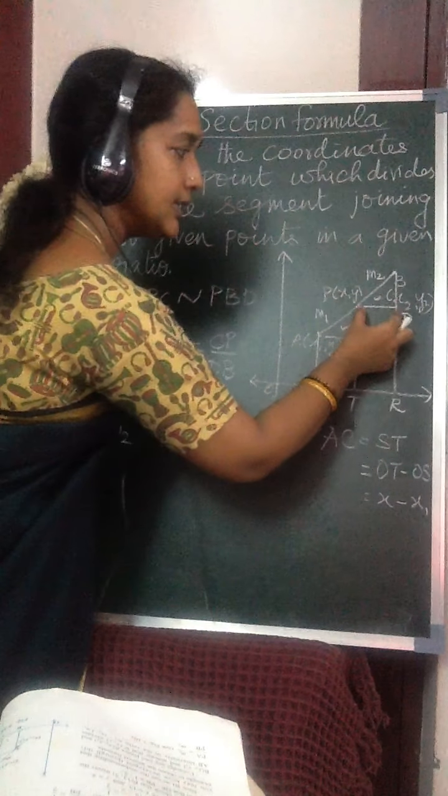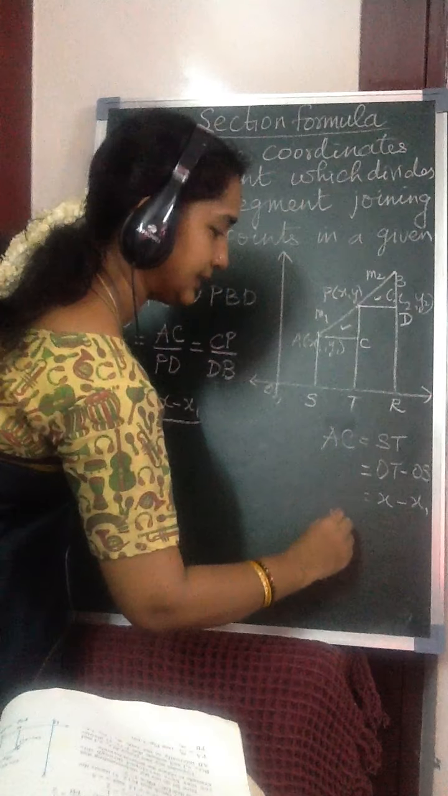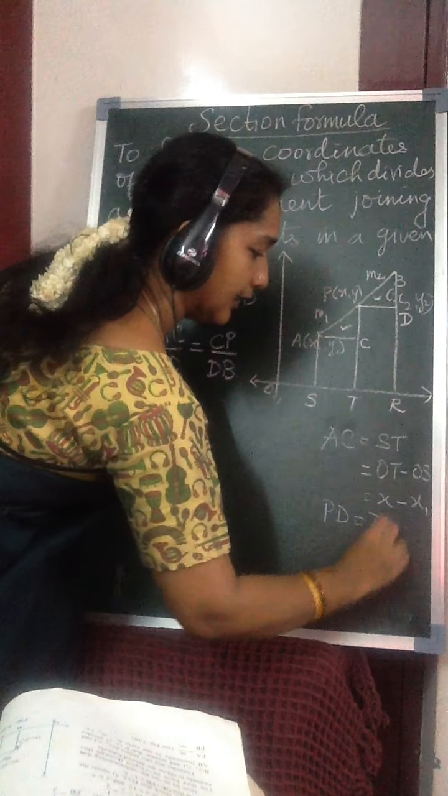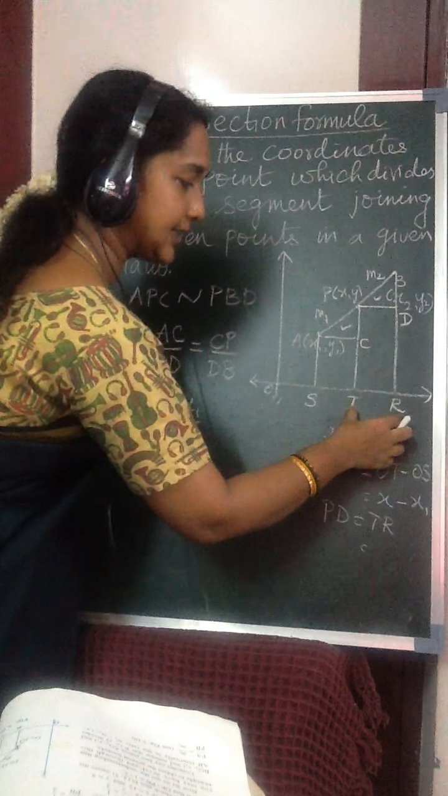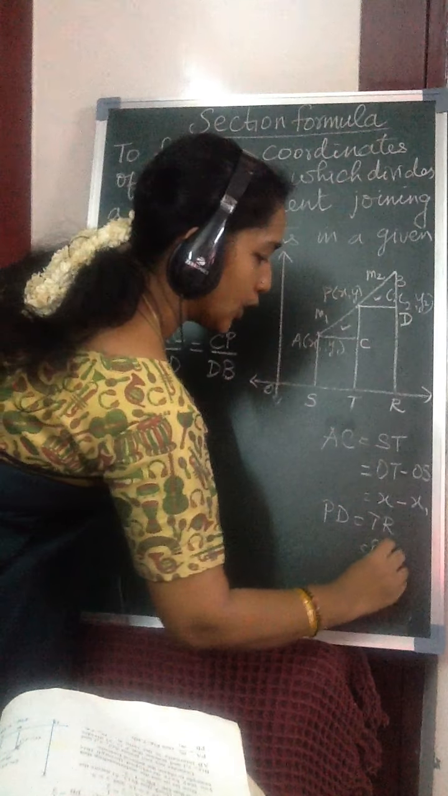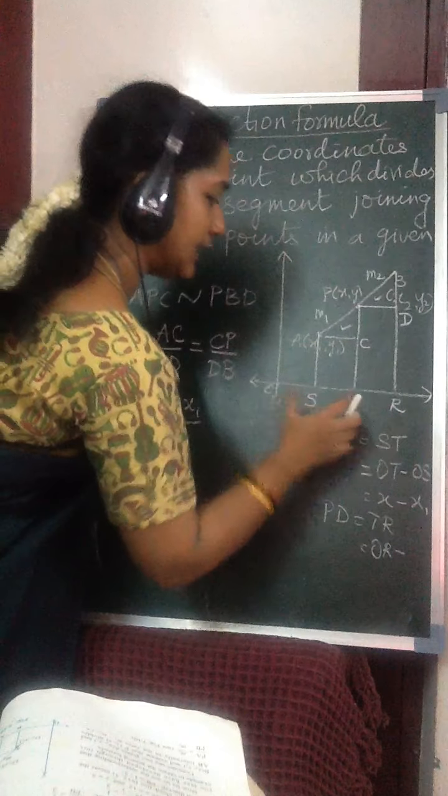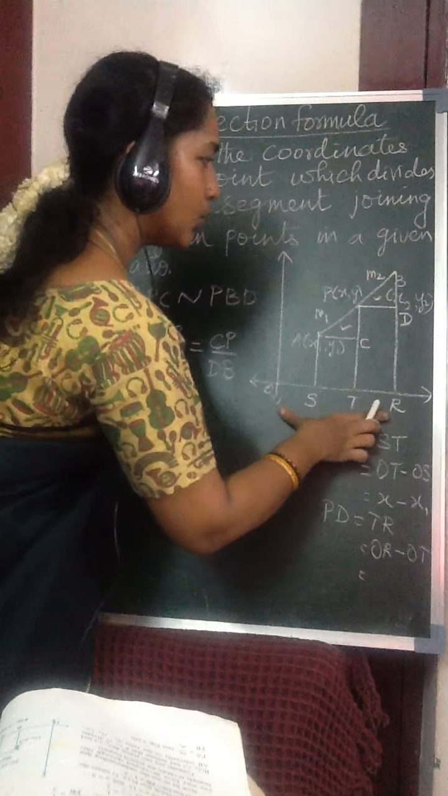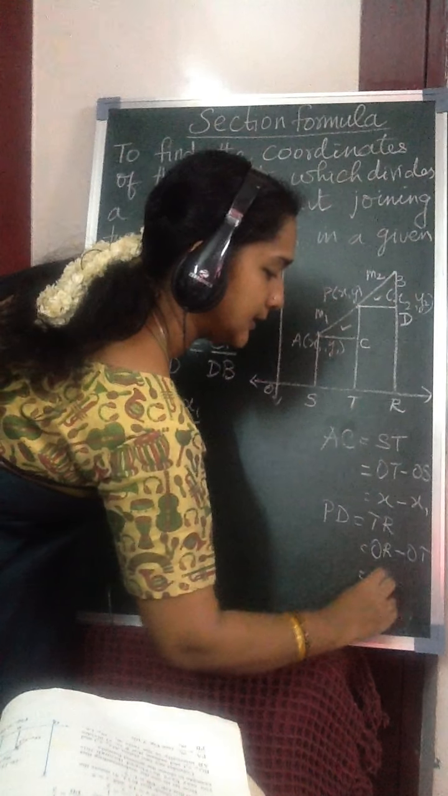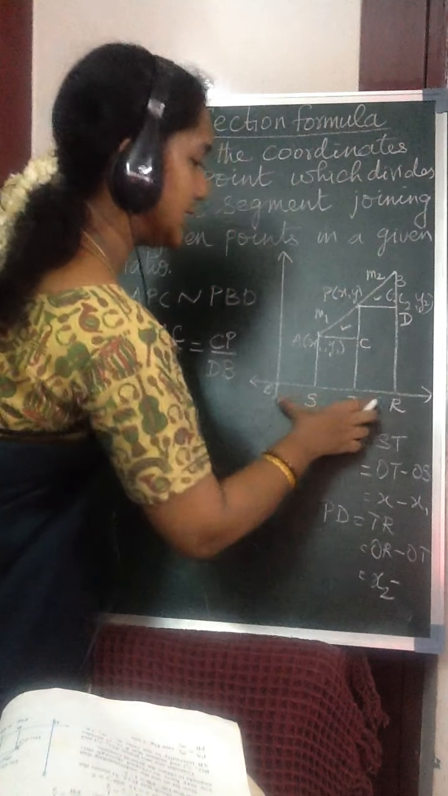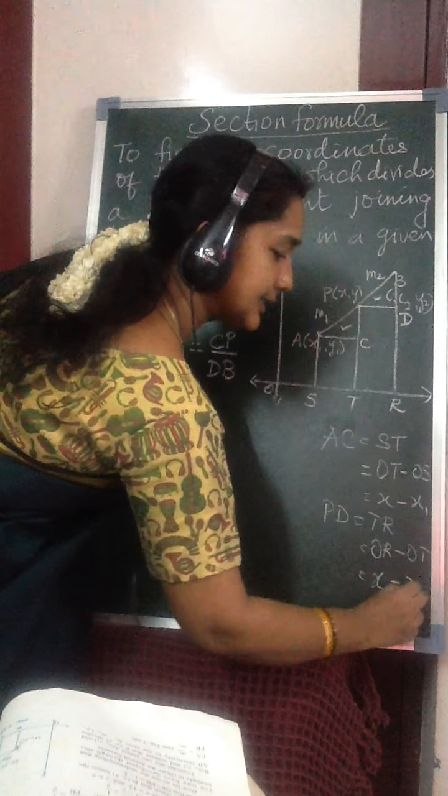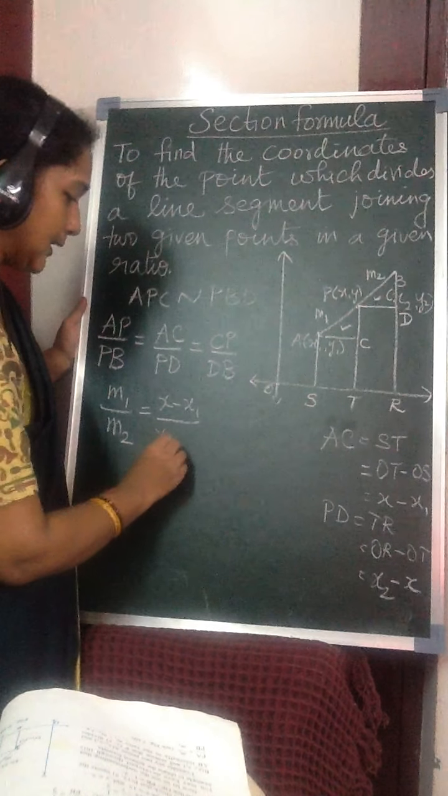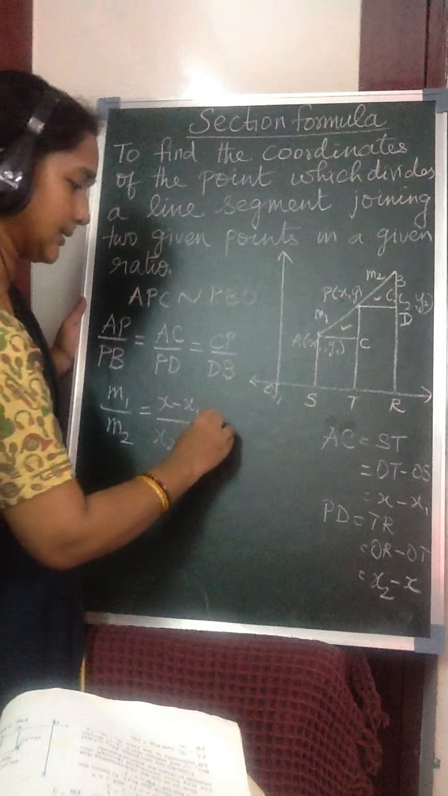The same way, this PD length and this TR length are equal. PD is equal to TR. So how will you take this TR? TR is OR minus OT. What is the OR length? OR length is X2, minus OT length. OT length is X, so you substitute this value here. So PD is X2 minus X.